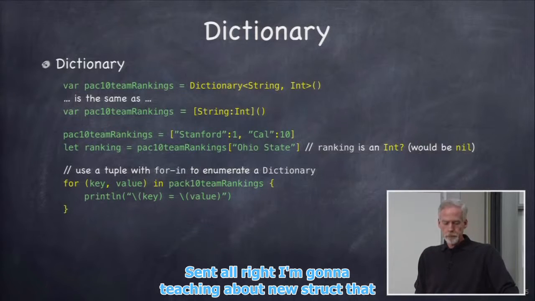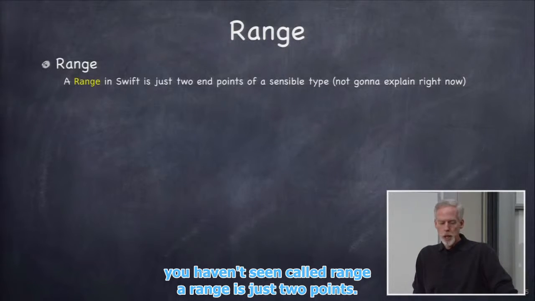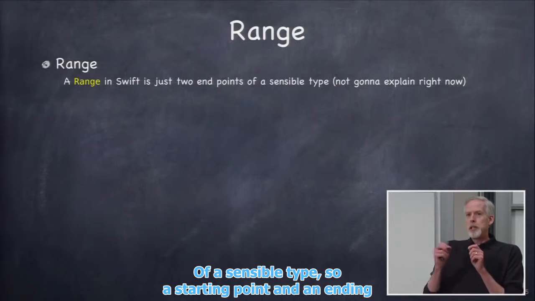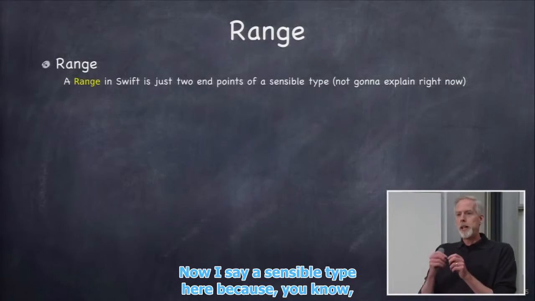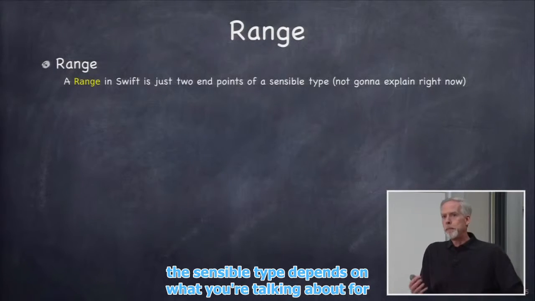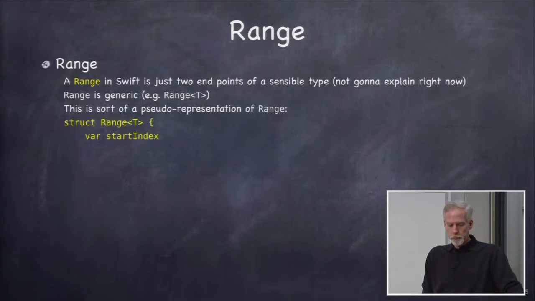Make sense? All right, I'm going to teach you about a new struct that you haven't seen called Range. Range is just two points of a sensible type. So a starting point and an ending point is exactly what you think a range would be. Now I say sensible type here because the sensible type depends on what you're talking about. For an array, the sensible type is an Int, but for other things like a String, it's not, and we're going to talk about that in a minute.